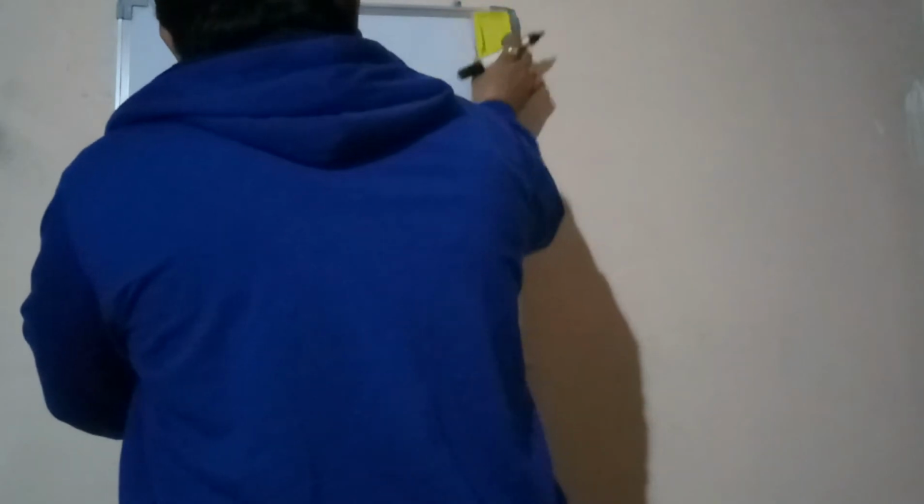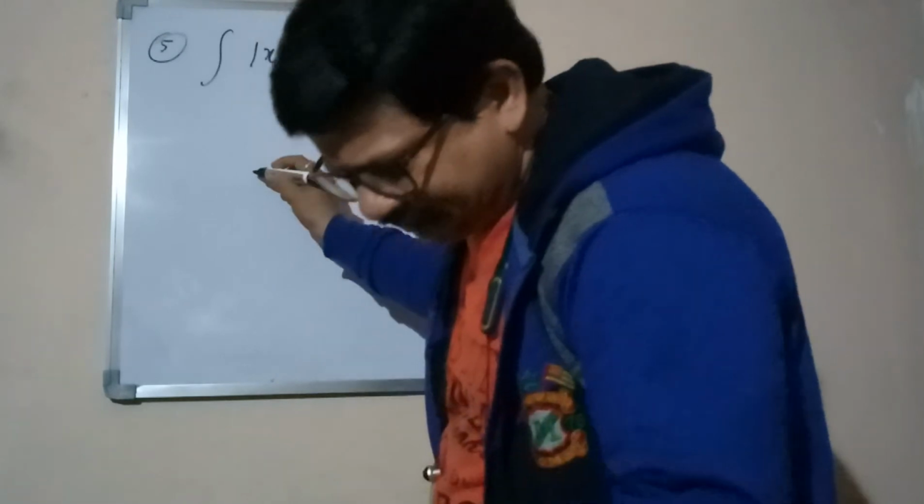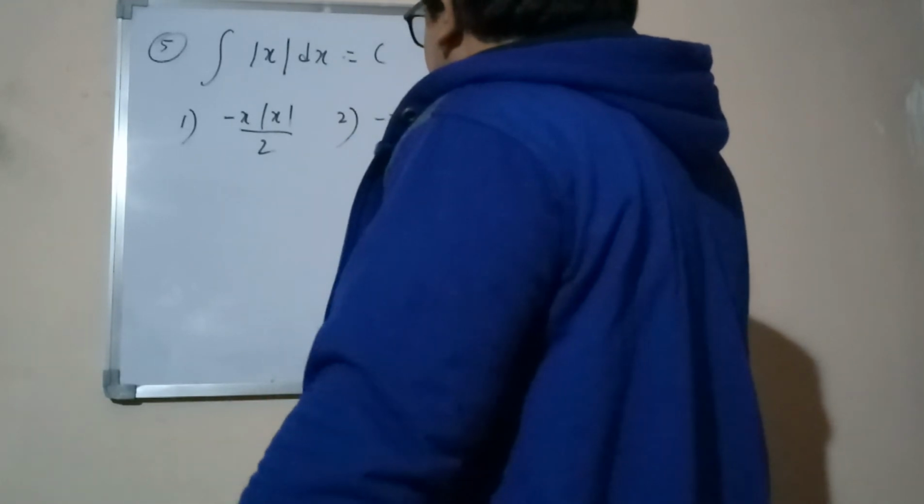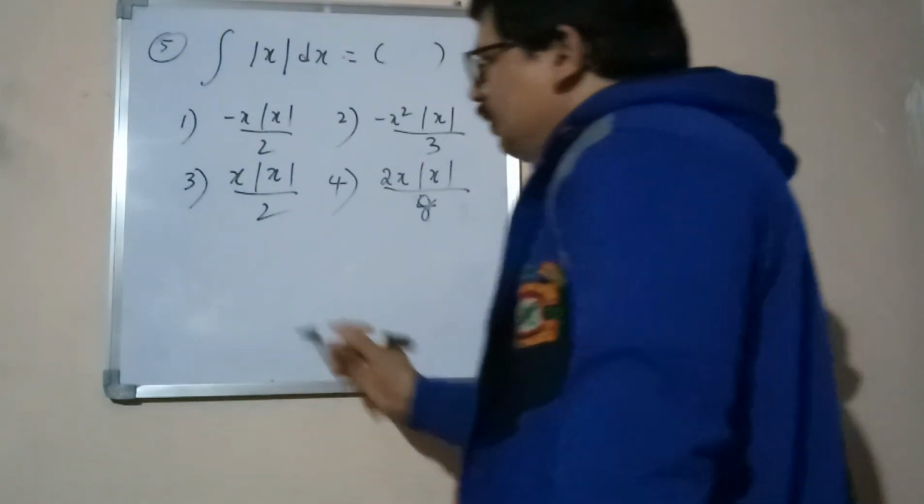Fifth bit, you look here. Simple. Integral mod x dx. Options: first option, minus x mod x by 2. Second option, minus x square mod x by 3. Third option, x mod x by 2. Fourth option, 2x mod x by 4. Simple logic here, listen carefully.